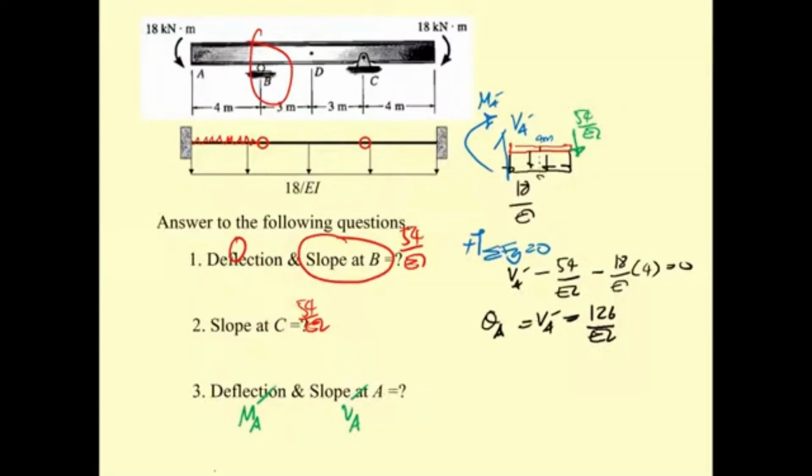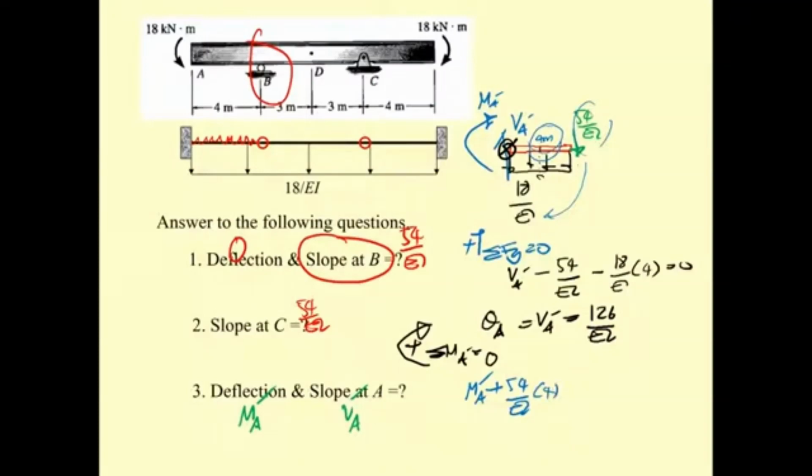And if you like, you may go further. Summation of moment about A prime equal to 0. And then you have what? You have this as positive. So now M sub A prime is what? M sub A prime is positive M sub A prime. And this one gonna rotate the same way. So it's plus 54 divided by EI. And it's gonna time the distance of what? The distance of 4. Okay.